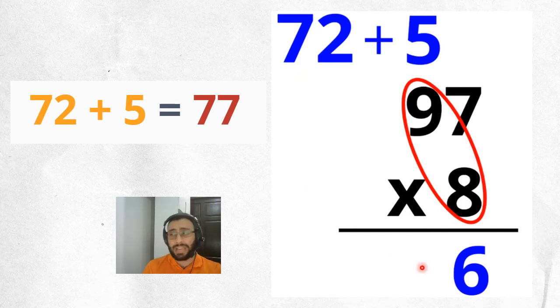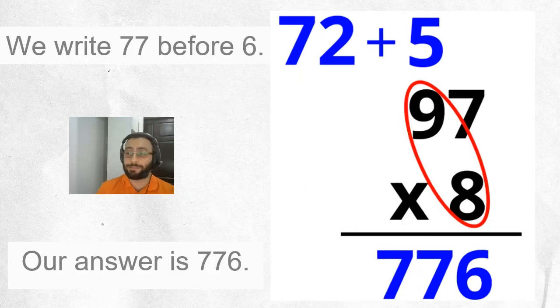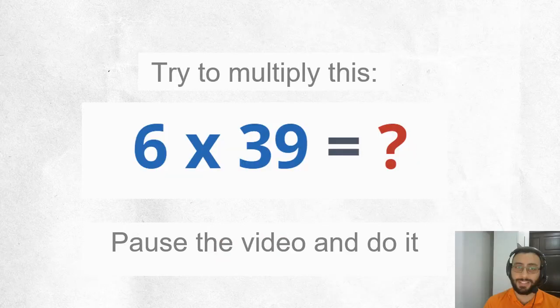What do I do now? Can I write it here? Yes, now you can. So we write 77 here. So together, the answer is 776. 97 times 8 equals 776.